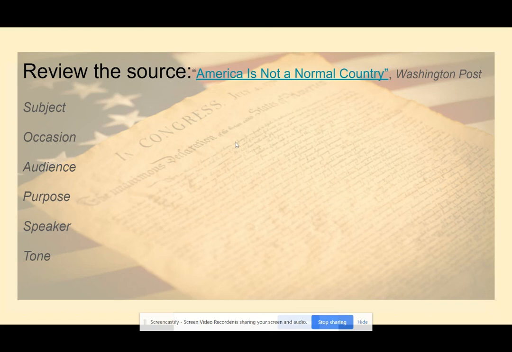So let's take a look at the America is Not Normal article. And I think if we do the SOAPSTone here as kind of a review, that helps us to find what we can use from this article. So let's start with the subject. I'll give you a minute to look through this so you can remember what the major claim is from Gerson.